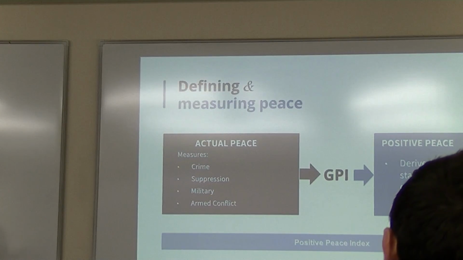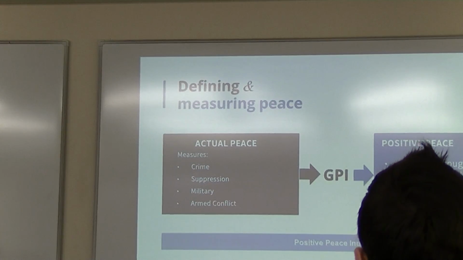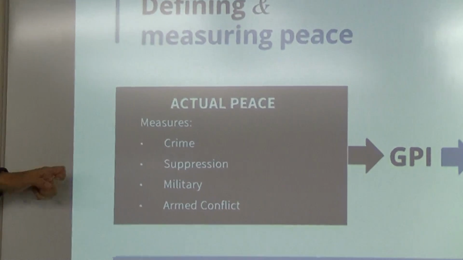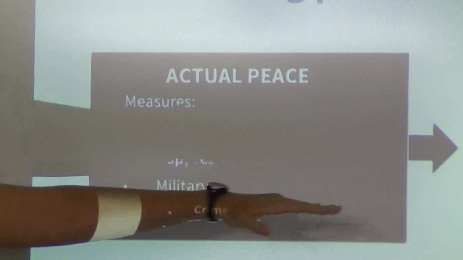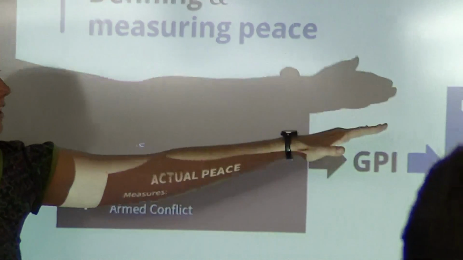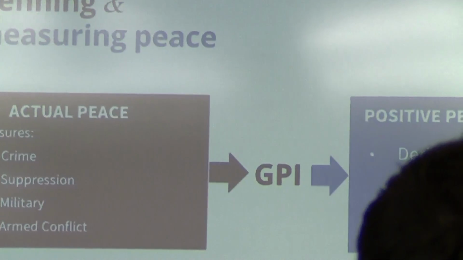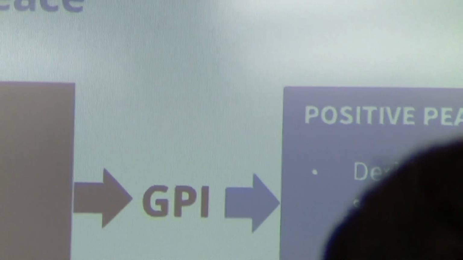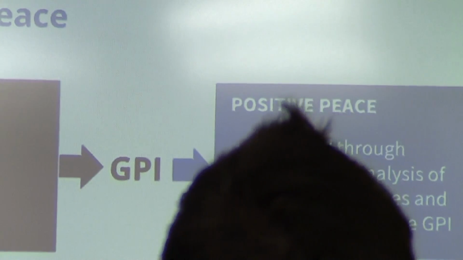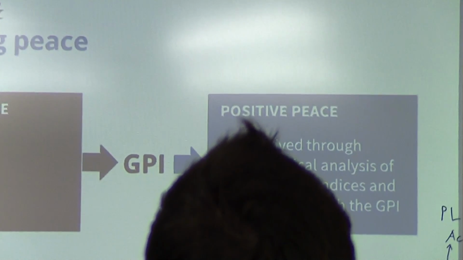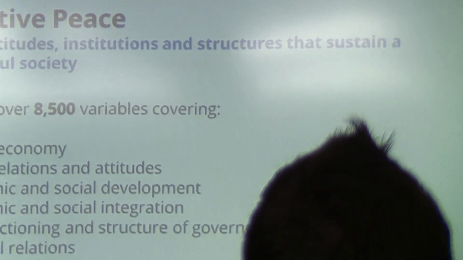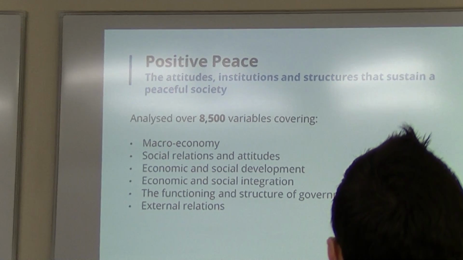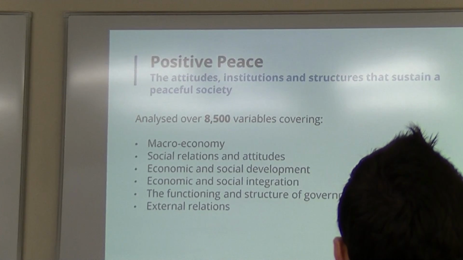So when we talk about measuring positive peace, we use actual peace, what I was talking about before: crime, suppression, military, and armed conflict, to make this index, our ranking of the countries. Positive peace is derived through statistical analysis of data sets, indices, and attitudes with the GPI to make a kind of positive peace index. Not there yet, still working on it, right? Still going.